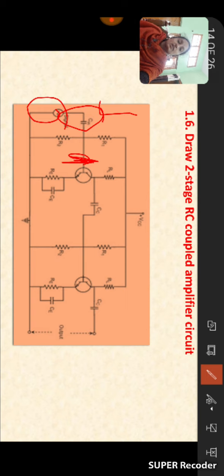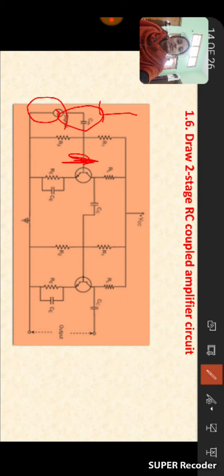What is the main function of capacitor C in? The name itself indicates, C in means input coupling capacitor, which is used to couple the input to the base of the first stage transistor, and it will also block the DC signals and allow only the AC signal. It will also isolate the base of the first stage transistor from the input AC signal.